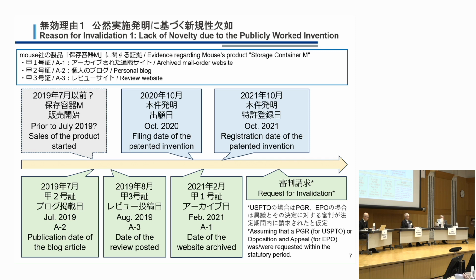Invalidation reason 1 is lack of novelty based on publicly worked invention. The point of invalidation reason is whether you can support the argument that the storage container M had been on sale prior to the filing of the application. Also, when examining that, how do you consider A1 through A3 evidence?